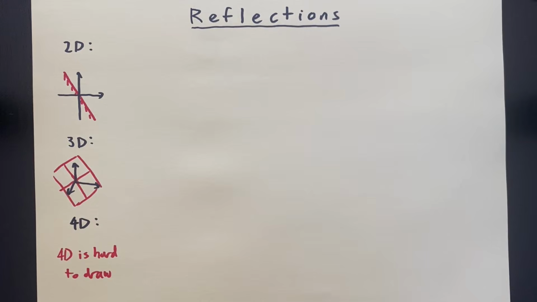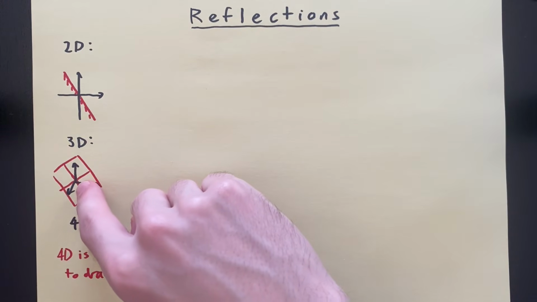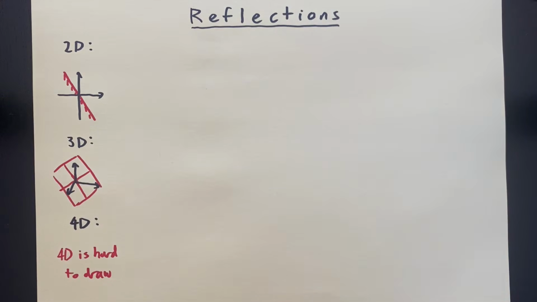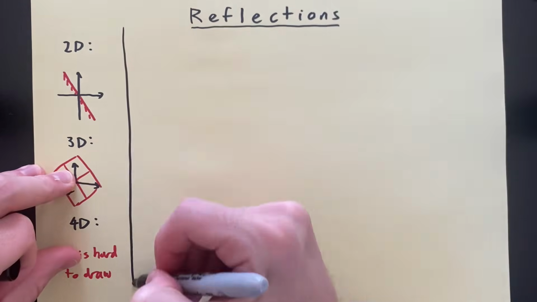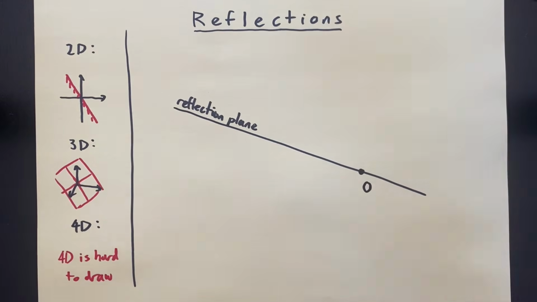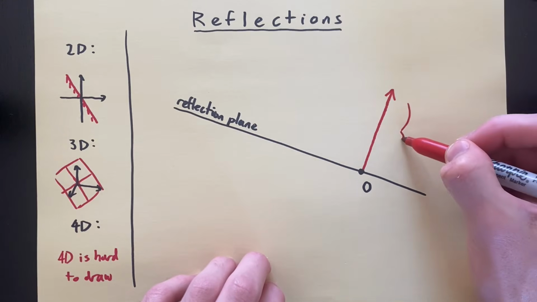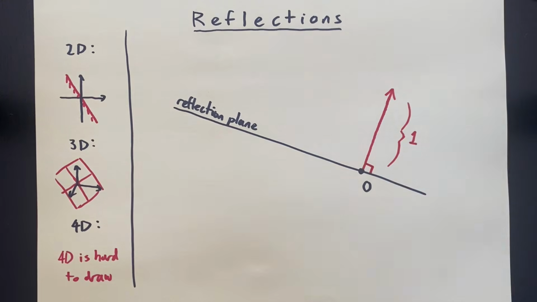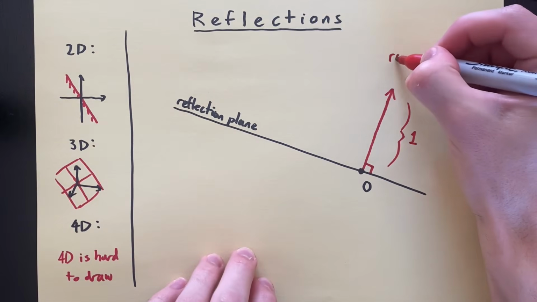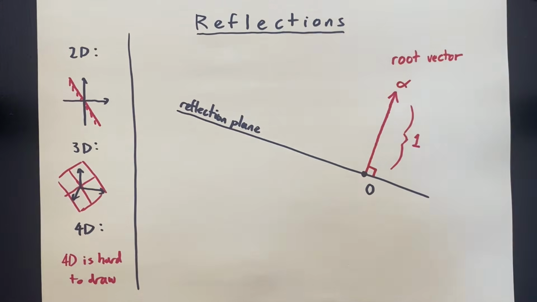We're also going to assume that the plane passes through the 0 point of the space, otherwise the reflection isn't a linear transformation because it sends 0 somewhere else. Let's just stick to 2 dimensions so we can draw things. Here is a plane that we want to reflect about, and here is a unit normal vector to that plane, which means this vector has length 1 and is perpendicular to the plane. This vector is called a root of the reflection, and I'm going to label it with the letter alpha.